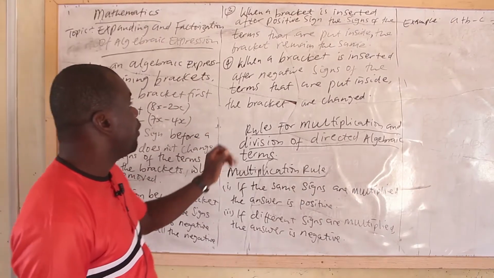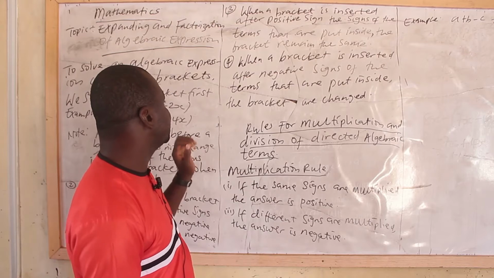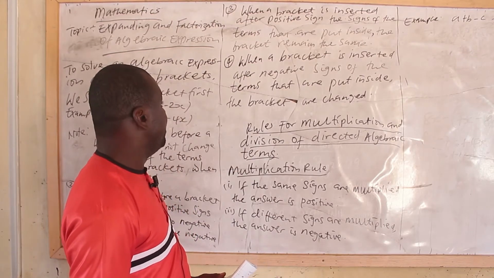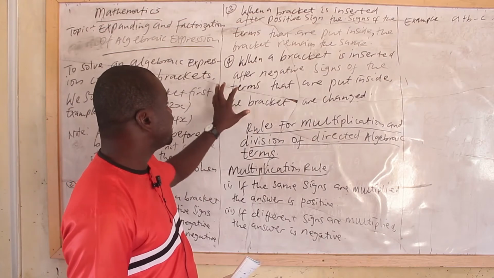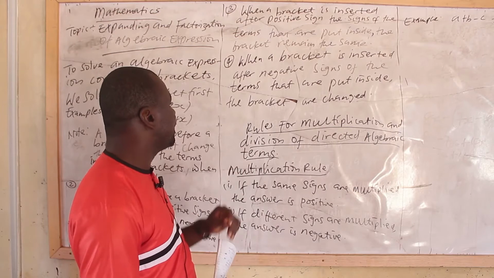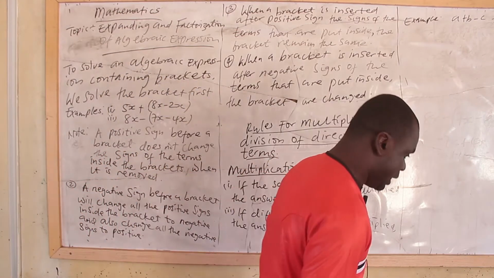For rule 4, when a bracket is inserted after negative signs, the signs of the terms that are put inside the brackets are what? Changed. Look at it.